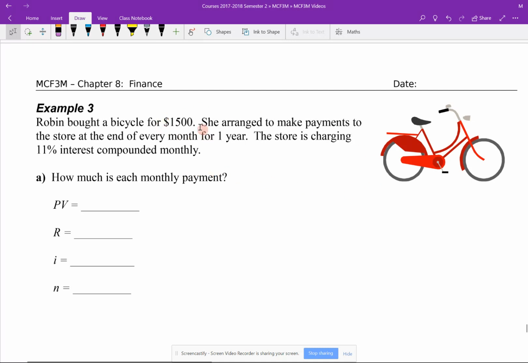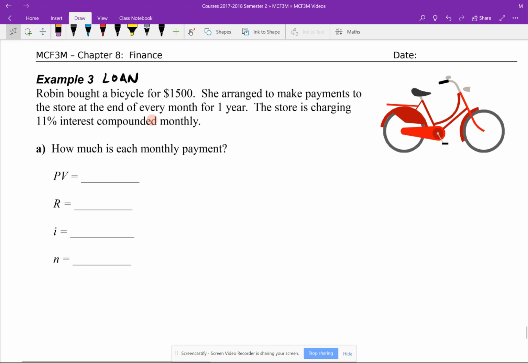So she bought a bike. This is a loan situation, right? She had to borrow money to buy that bike. Okay, and so the store giving her the bike. Basically, the store is giving her $1,500, and she has to pay the store back monthly payments for 1 year. Okay, so the present value is $1,500. That's the value of the bike.